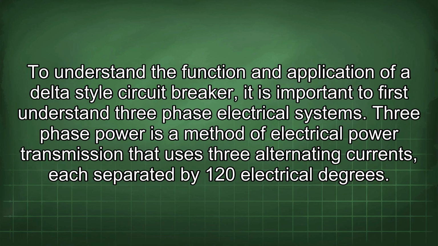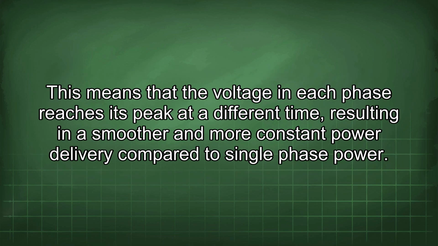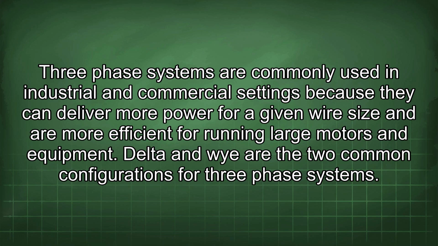To understand the function and application of a delta-style circuit breaker, it is important to first understand 3-phase electrical systems. 3-phase power is a method of electrical power transmission that uses 3 alternating currents, each separated by 120 electrical degrees. This means that the voltage in each phase reaches its peak at a different time, resulting in a smoother and more constant power delivery compared to single-phase power. 3-phase systems are commonly used in industrial and commercial settings because they can deliver more power for a given wire size and are more efficient for running large motors and equipment.